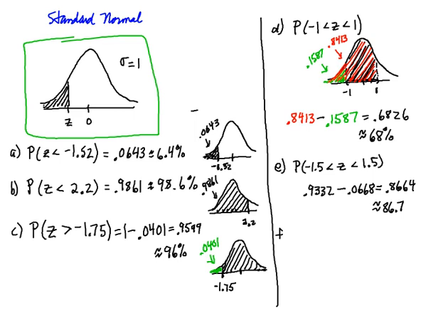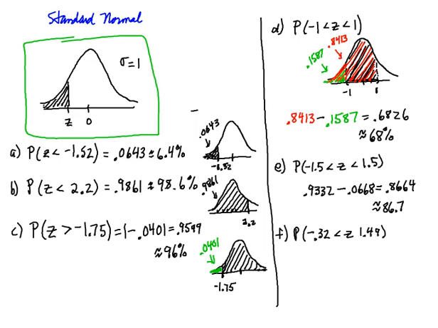Let's do one more here. What's the probability that the random variable, or the z-value, will be somewhere between -0.32 and 1.49?